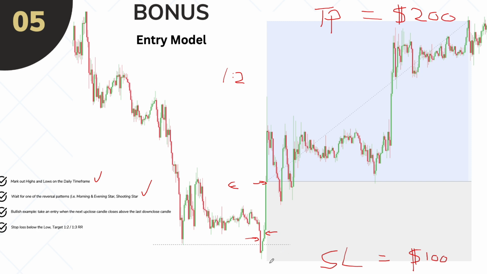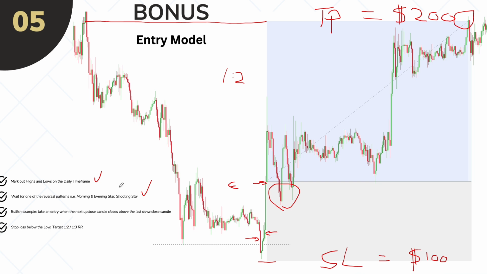So stop loss below the low. We have that here, below the last low. Target 1 to 2 or 1 to 3. In this example, we have a 1 to 2. TP is here, and we reach that up here. So we had a little drawdown. Drawdown means when price comes back below your entry, you are in a loss. From this point, you are in profit, and you can use this entry model.